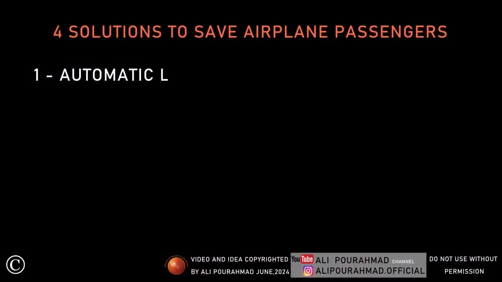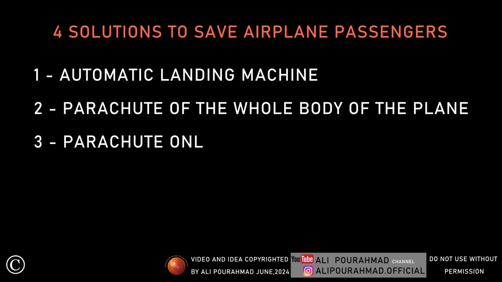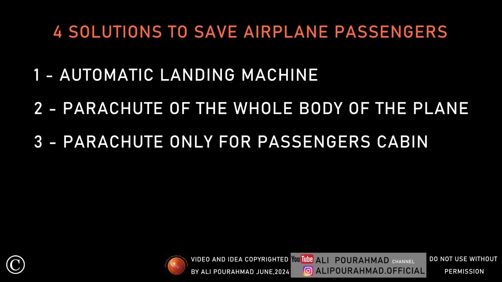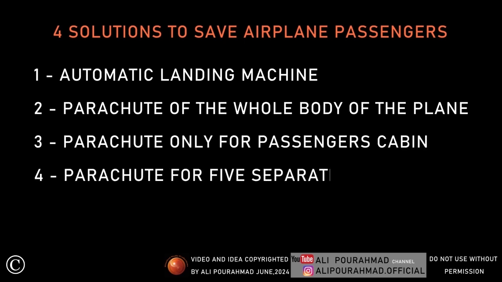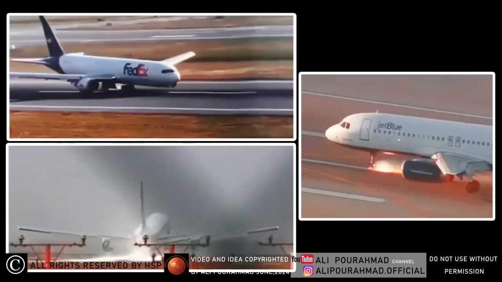1. Automatic landing machine. 2. Parachute for the whole body of the plane. 3. Parachute only for the passenger cabin. 4. Parachute for 5 separate parts of the passenger cabin. The first solution is to land the plane without wheels.